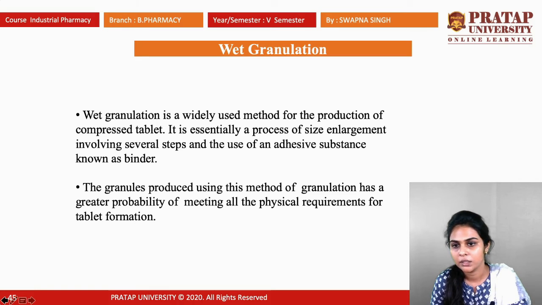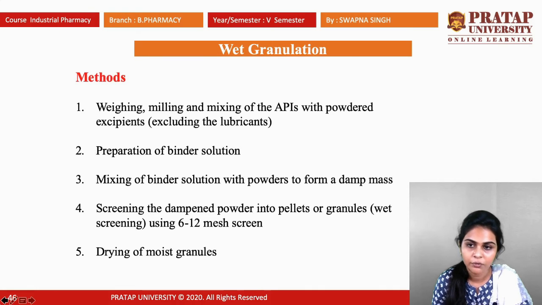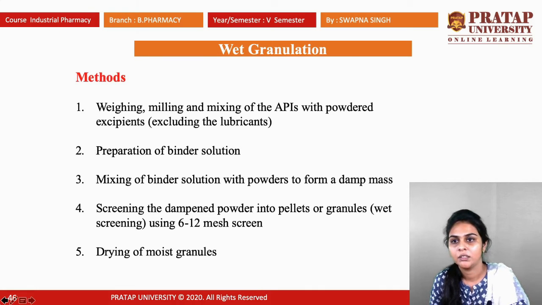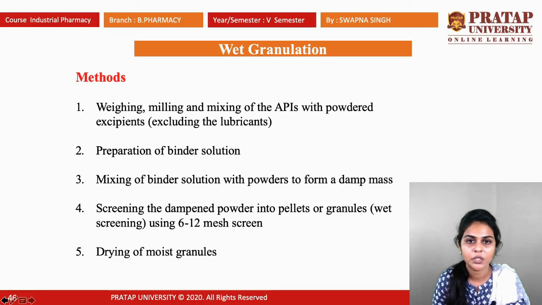The granules produced using the method of granulation have a greater probability of meeting all the physical requirements for tablet formulation. The first step is weighing all the ingredients. After weighing, milling and then mixing of all the active pharmaceutical ingredients with the powder excipients, excluding the lubricants.